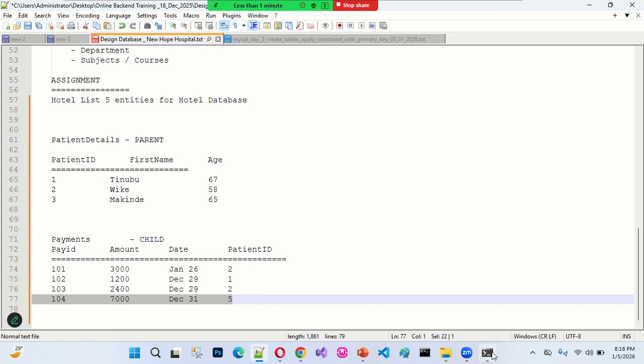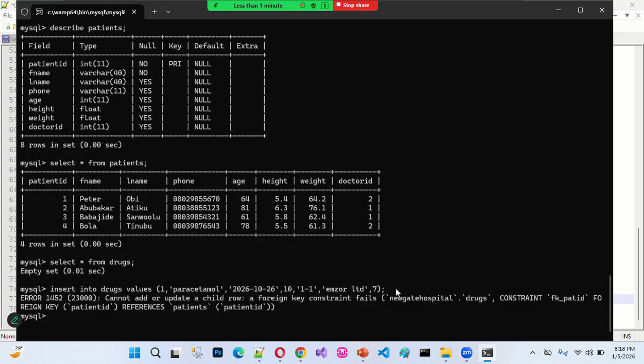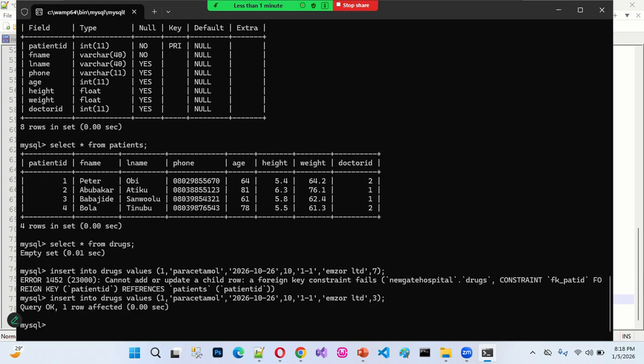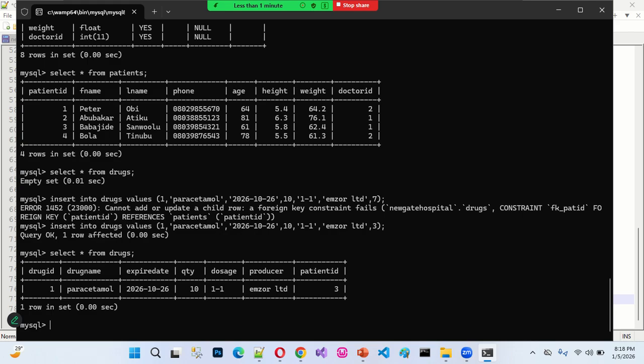But since we tried to implement that one now, it is giving us an error that this is not possible. I cannot give the drug to patient 7 because nobody is called patient 7 here. So when I now return here and I say okay, give it to patient 3 now and I press enter key, you see the system has saved the record. Do you get it now? And if I say select from drug now here, you can see I have the drug in my database.